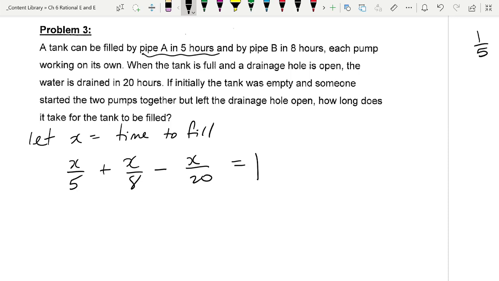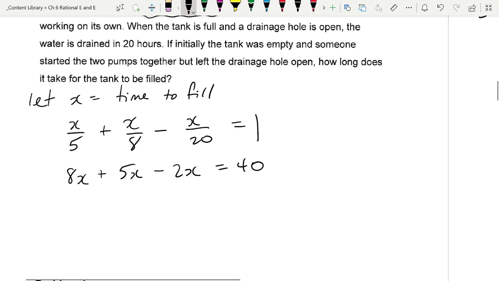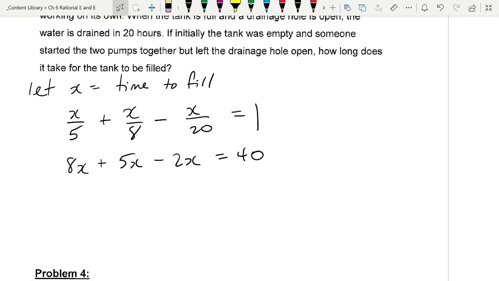So what is the LCD of 8, 5, and 20? I believe it would be 40. So if I times this fraction by 40, I get 8x. If I times this fraction by 40, I get 5x. And if I times this fraction by 40, I get 2x. And then this side is, of course, just 40. So I have 8 and 5 is 13, minus 2 is 11x equals 40.